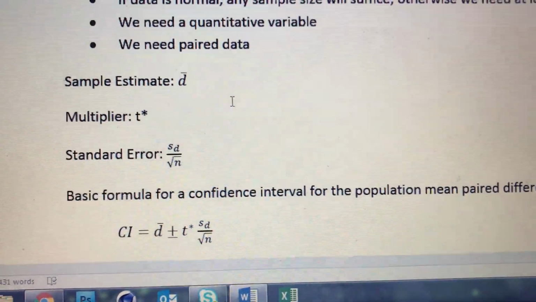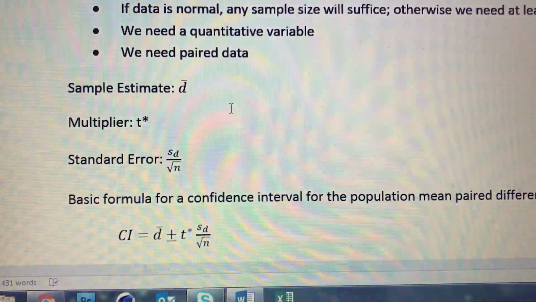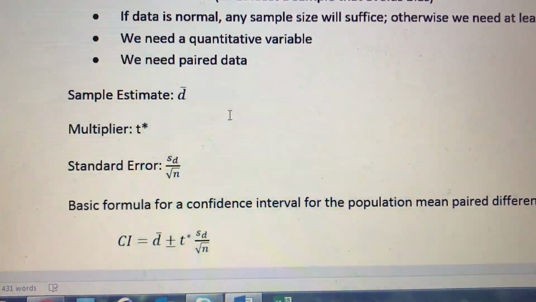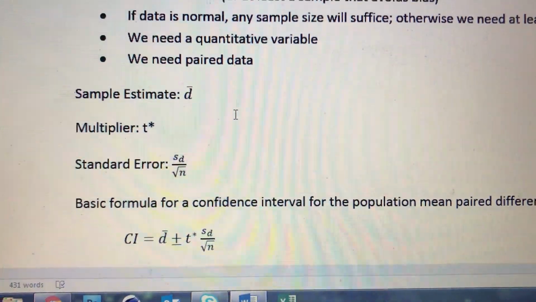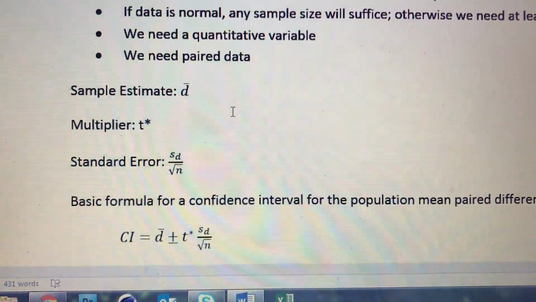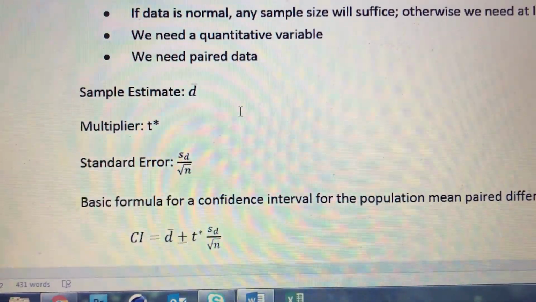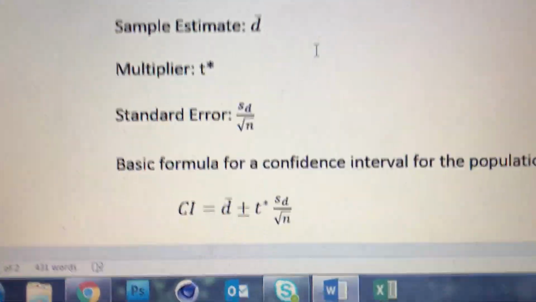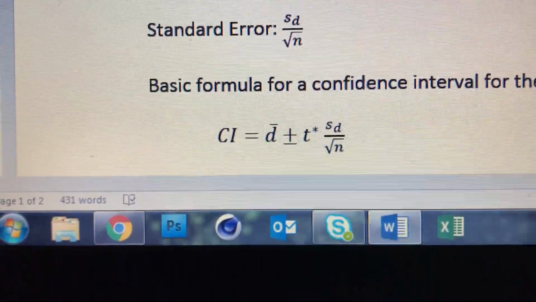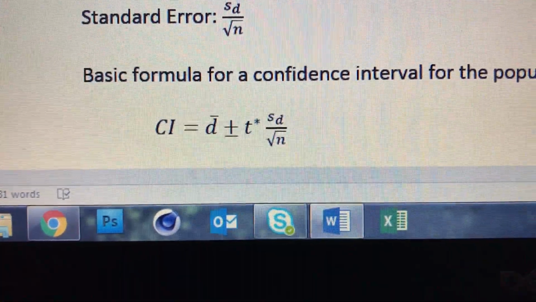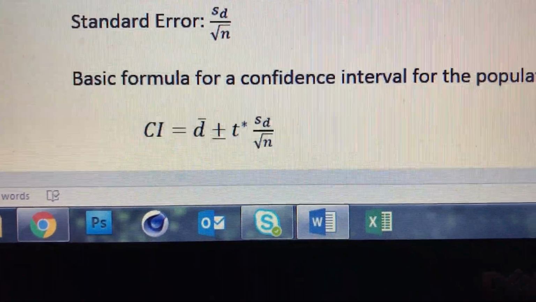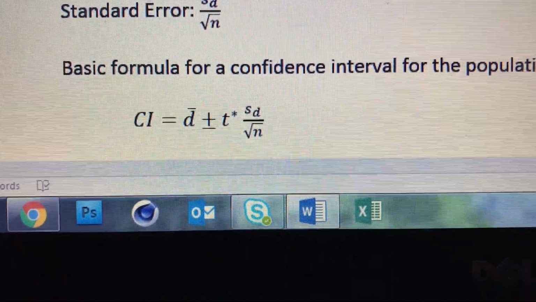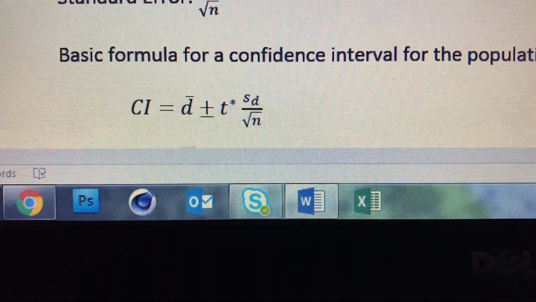Our multiplier is a T-star multiplier because we're dealing with means. Our standard error is S sub D over the square root of n, where S sub D is the sample standard deviation of the differences. And so our basic formula for a confidence interval for the population mean paired difference, our confidence interval equals D bar plus or minus our T-star multiplier times S sub D over the square root of n.